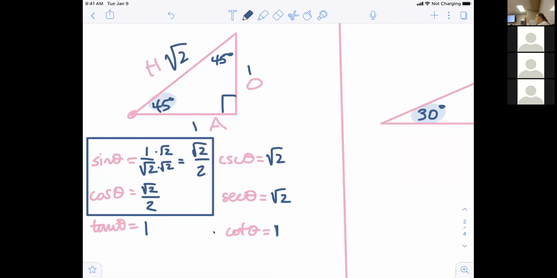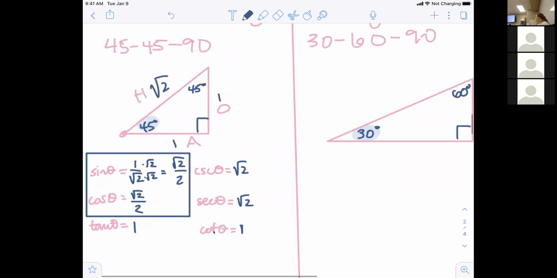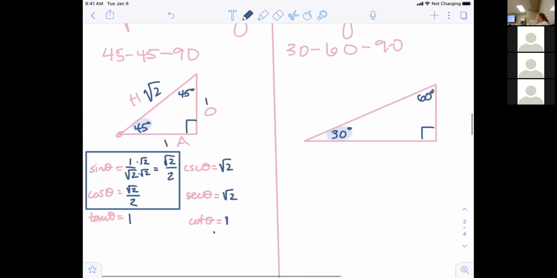Are we still looking at it or can I move on? Okay. I'll keep it big in case anyone's doing it, but the first thing I'm going to do is fill in my ratios. Does anyone remember the 30, 60, 90 ratios? It's okay if not. The side across from 30 is always 1. The hypotenuse is always 2. And the side across from 60 is always root 3.